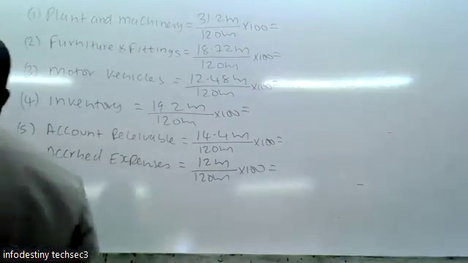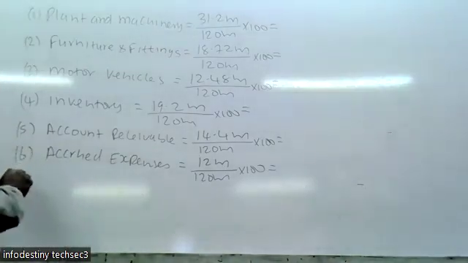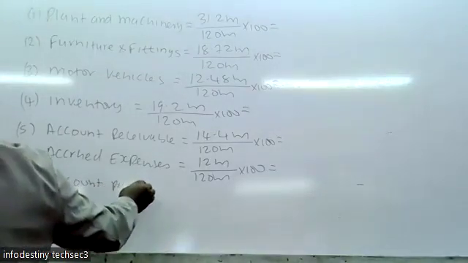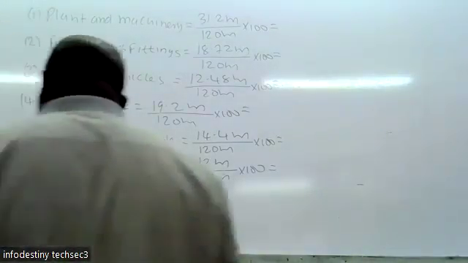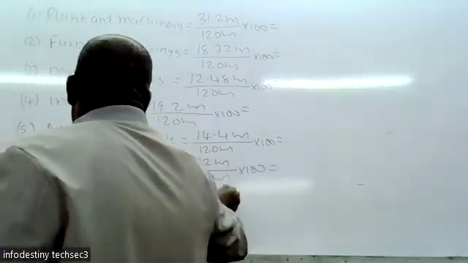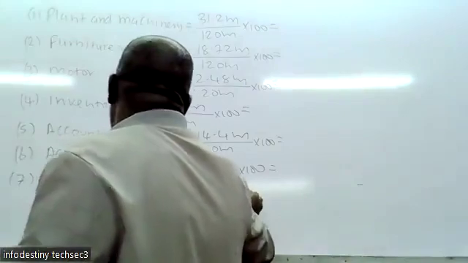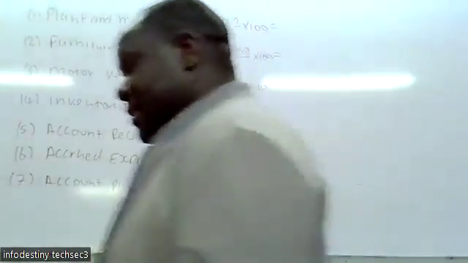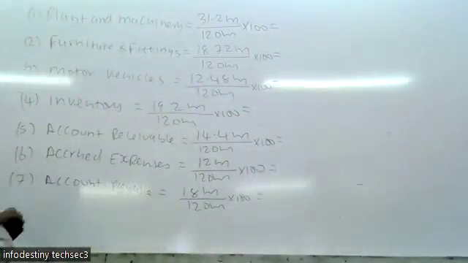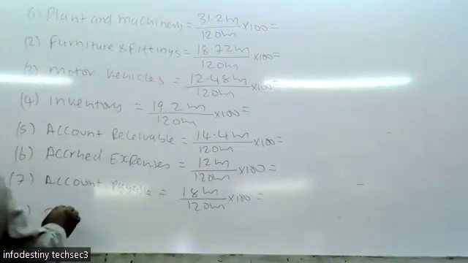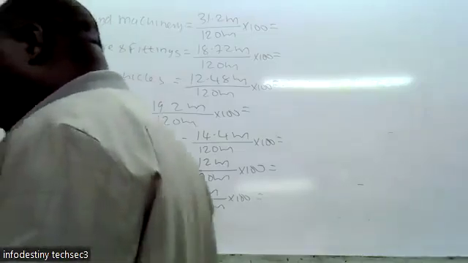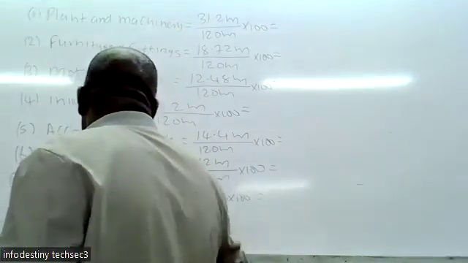But first, let me finish the accounts payable. Number seven is the account payable. Account payable is 18 million. You also divide by 120 million. You also express it as a percentage. And I've forgotten about cash and bank. So cash and bank, it is 3.6 million.